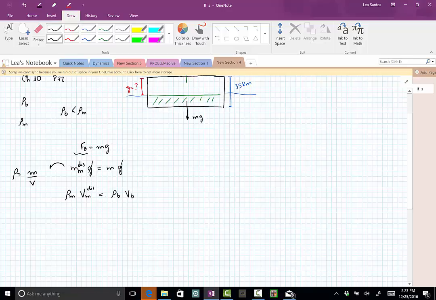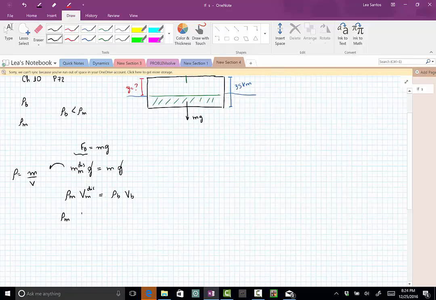Okay? And the question is, how much of this block sticks out? Well, the density of the mantle is known. What is the volume of the mantle that was displaced? The volume of this piece of the block that is inside is the area multiplied by this height here, okay? This part which is submerged. And what is this part that is submerged? The whole 35, the whole thickness, minus y. Okay, so this is what I'm entering here, 35 minus y.